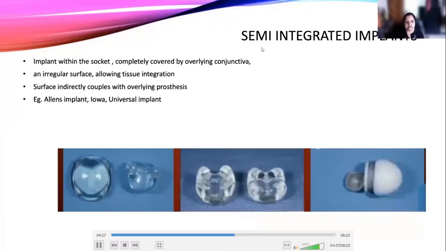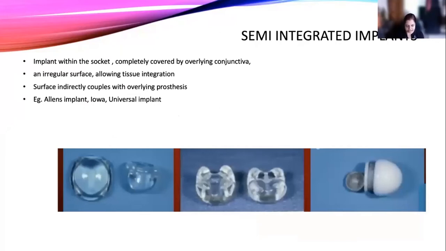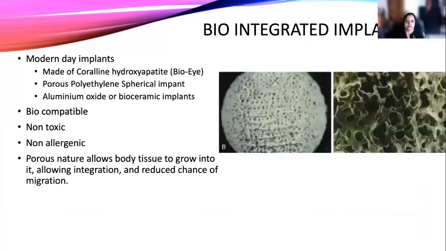The semi-integrated implants are the implants within the socket which are completely covered by the overlying conjunctiva, but then the irregular surface allows some amount of coupling and integration, like the Allen's implant, the Iowa implant, or the universal implant. There's also the magnetic system of coupling, where the overlying prosthesis and the implant both have a magnet in them.